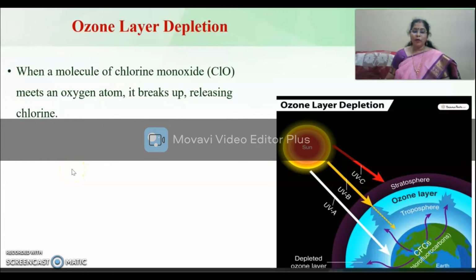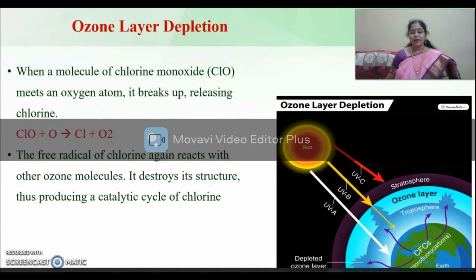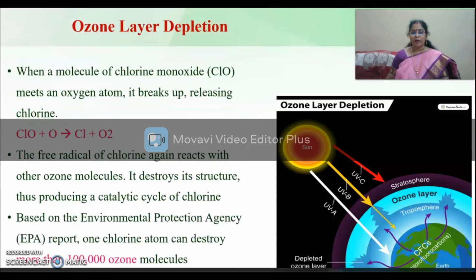When one molecule of chlorine monoxide meets an oxygen atom, it breaks up and releases the chlorine: ClO plus O gives chlorine plus oxygen. So the free radical of chlorine again reacts with another ozone molecule and destroys its structure, thus producing the catalytic cycle of chlorine.